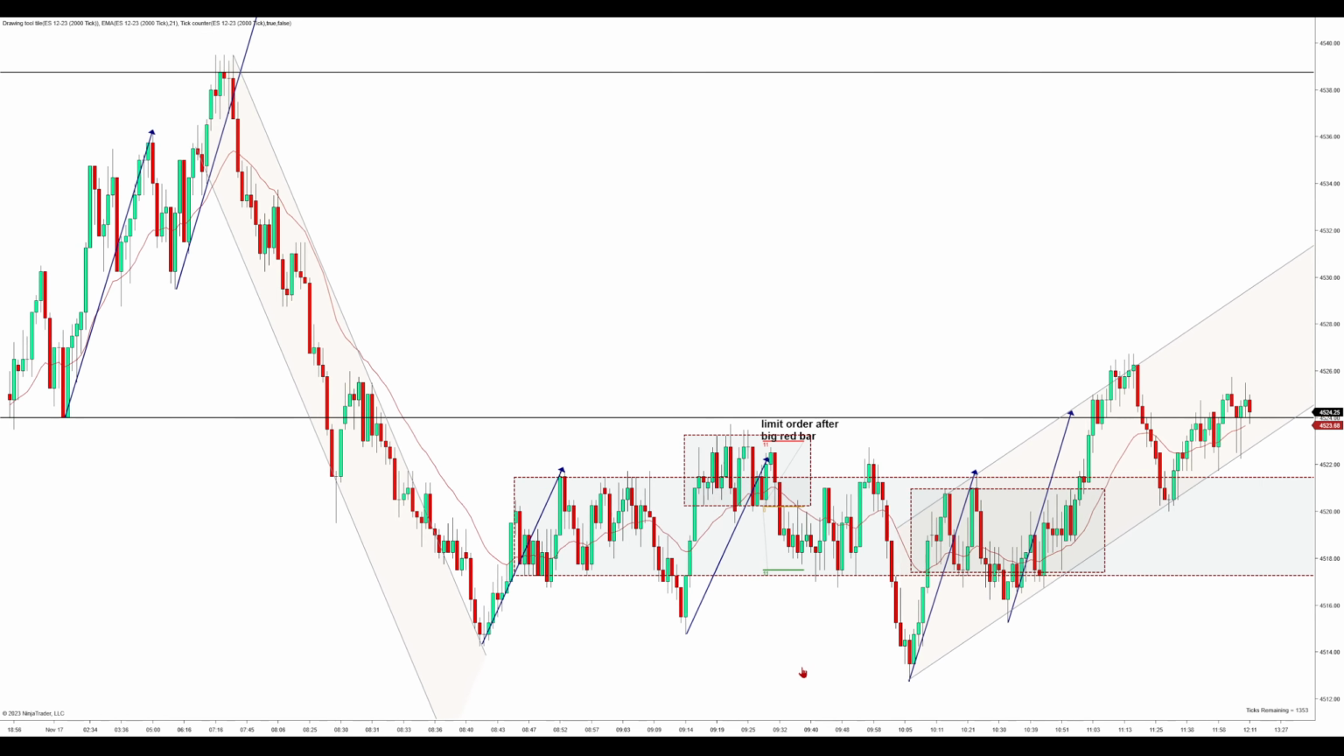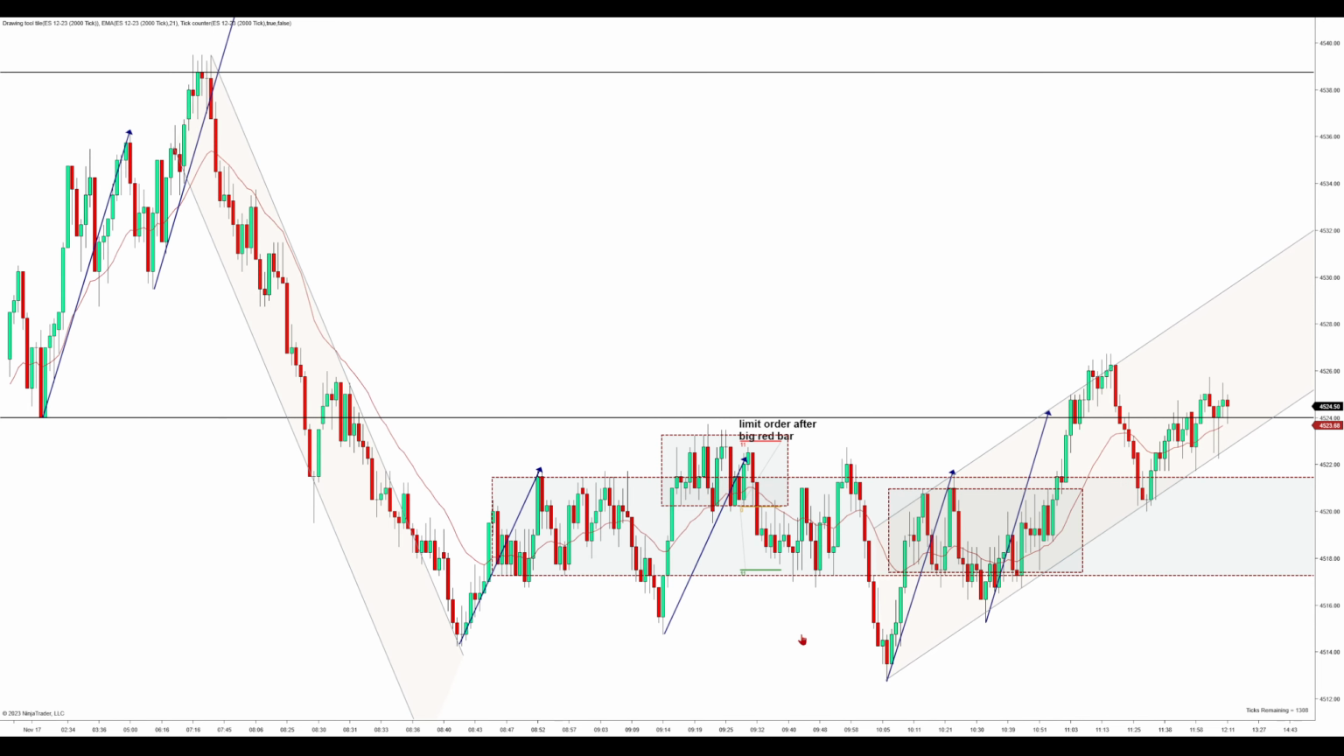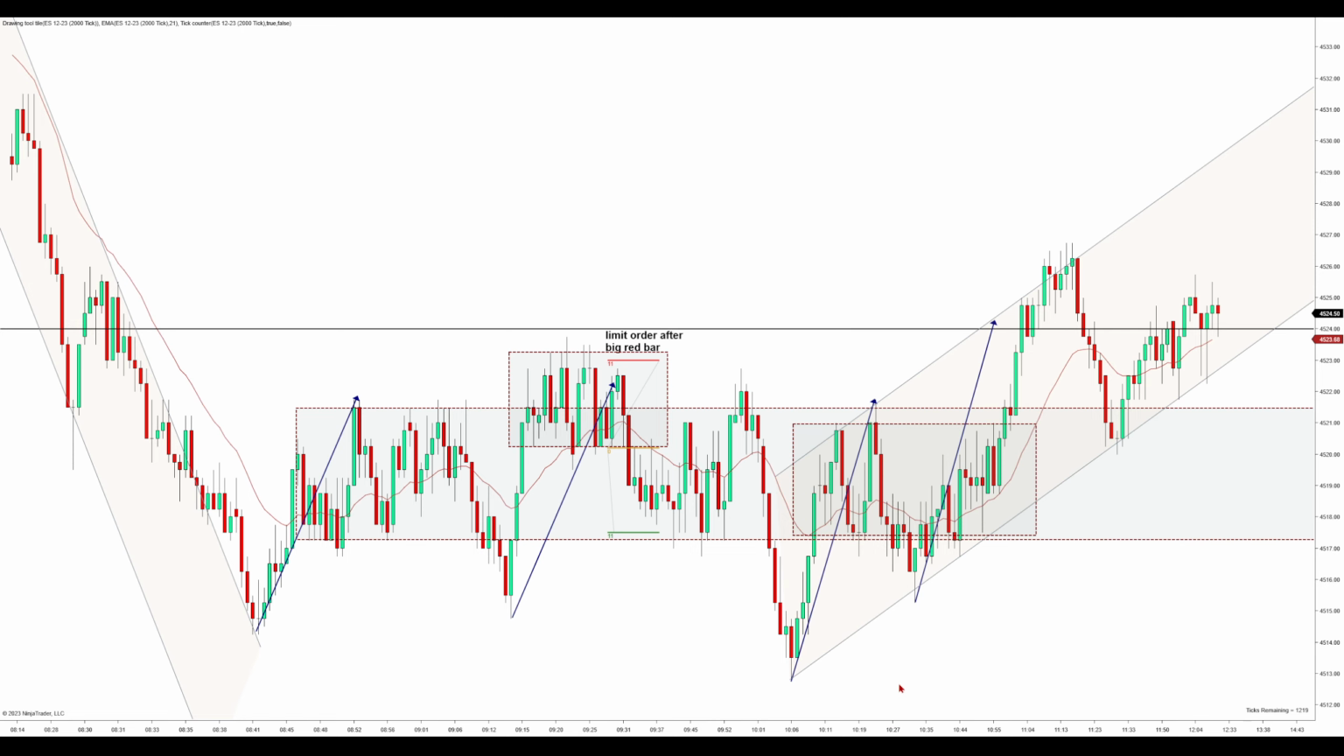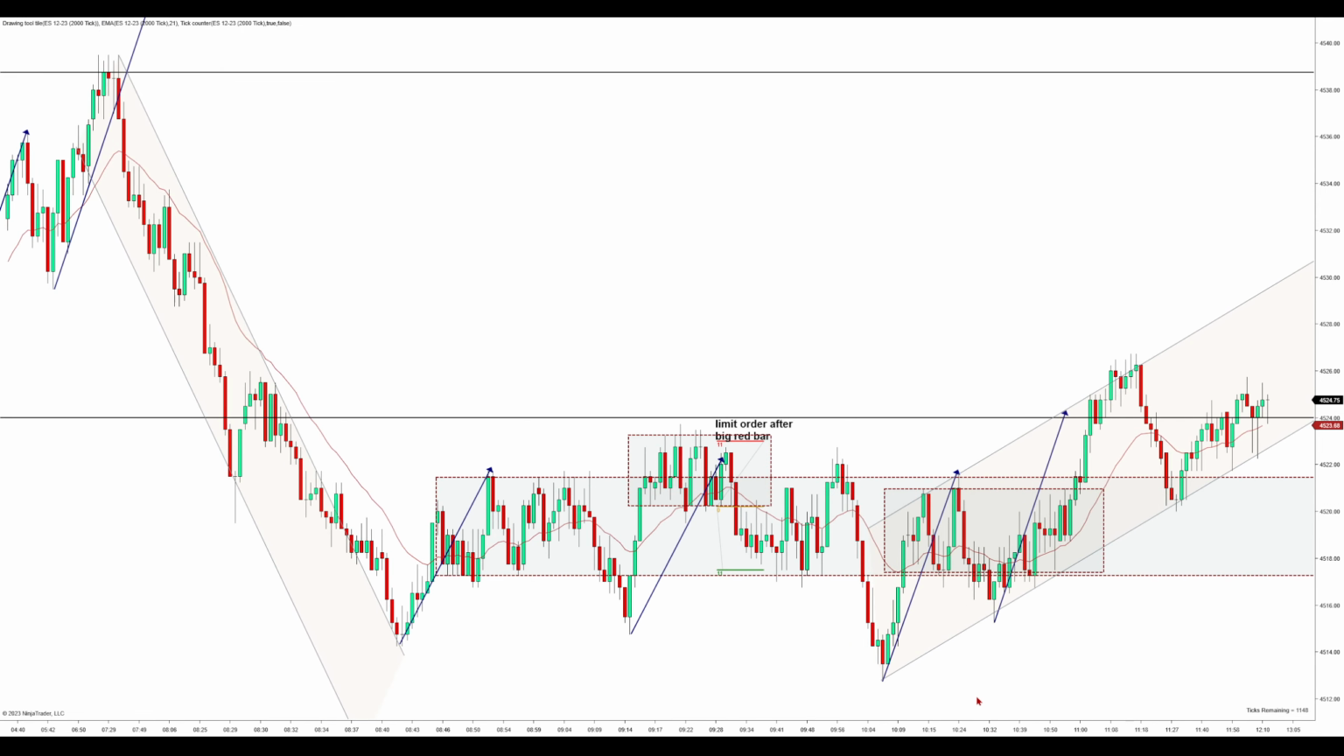So you got to get these measured moves down. You got to understand two-legged moves, trends playing out. It's all very important. It just repeats day after day after day, and if you can recognize it, that will obviously help your trading a lot.